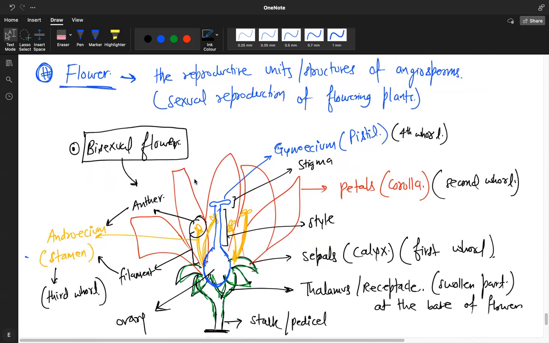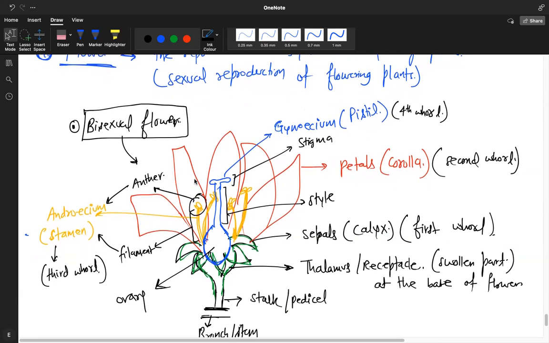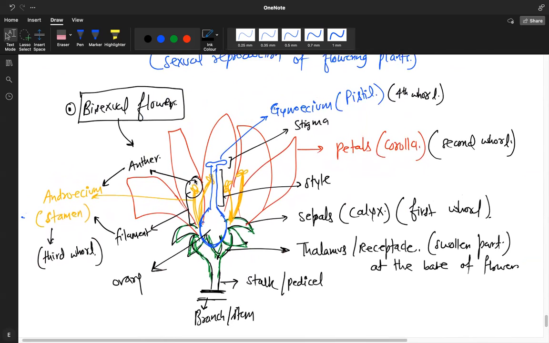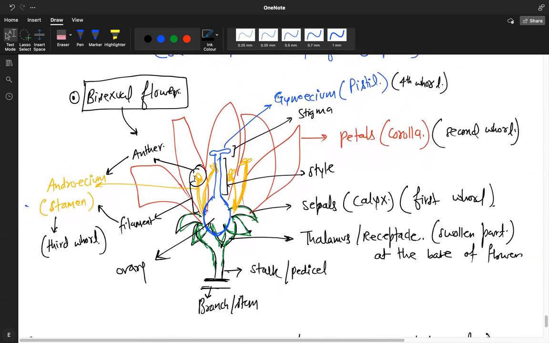A flower is the reproductive unit. There are two types of flower, bisexual and unisexual. Bisexual flowers are the flowers which have both male and female reproductive organs. The female is the gynoecium, which is also called the pistil, and the male is the androecium. Then we have the calyx and thalamus, which is a cup-shaped structure.